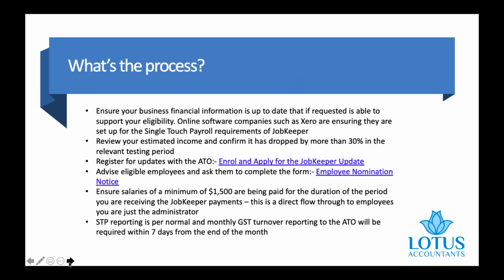So what is the process? Currently we know that you need to be an eligible business. First off, you need to work out whether your financial information is all up to date, so bank reconciliations, everything's reconciled if you are using an online software program. Obviously, a company like Xero is working around the clock with their dev teams to get all the changes in, particularly with single touch payroll and how that's going to be reported. You need to review your estimated business income and confirm that it has dropped by more than 30% in the relevant testing period.